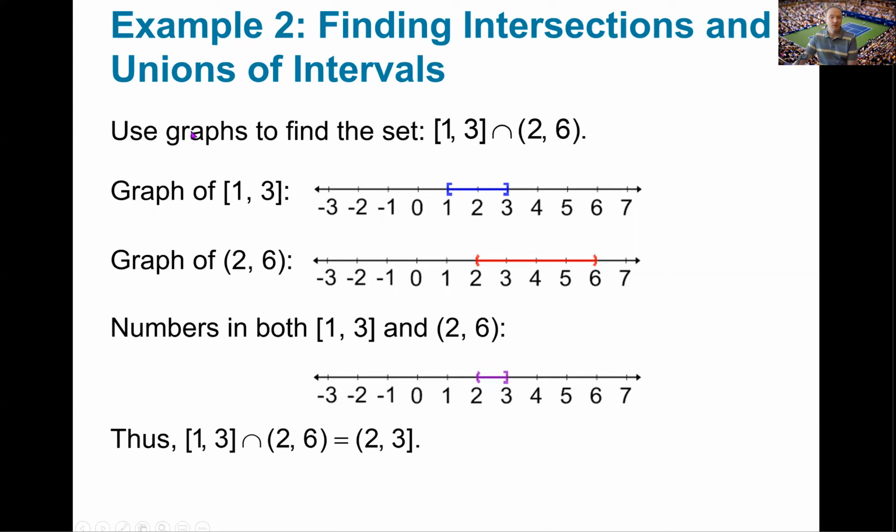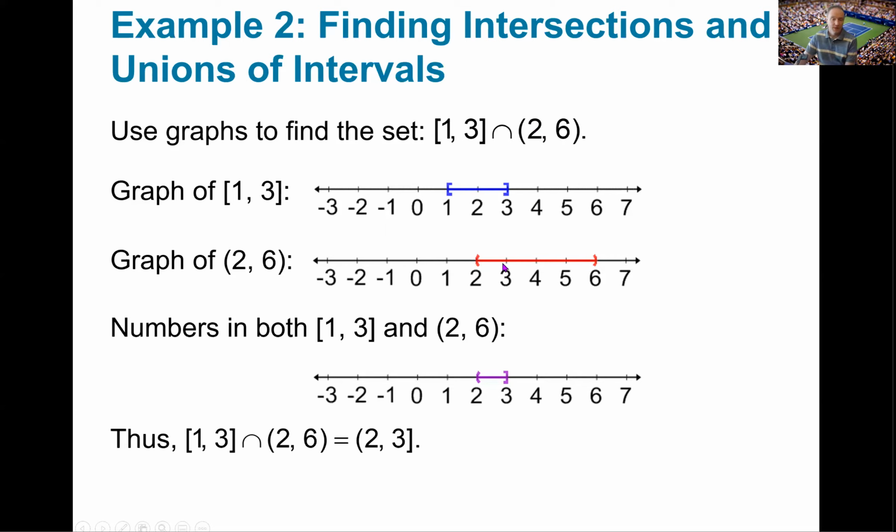Now, if I'm asking you to use the graphs to find the intersection between the set of numbers between 1 and 3, and that's 1 and 3 inclusive, and then the set of numbers between 2 and 6, where 2 and 6 are not included. All right, well, if I'm trying to find the intersection there, my first group is all numbers between 1 and 3, including 1 and 3. The second group is going to start at 2, but not include 2, and then go all the way up to 6.